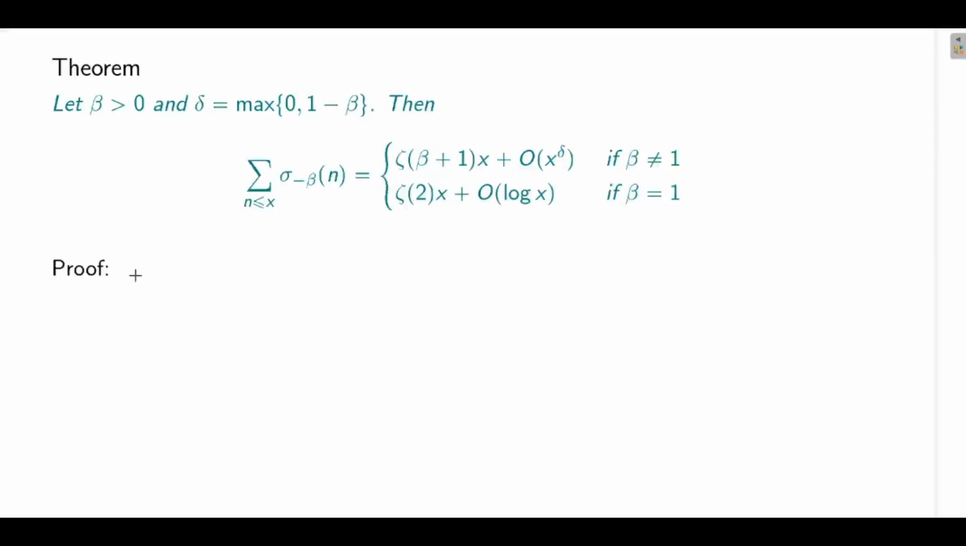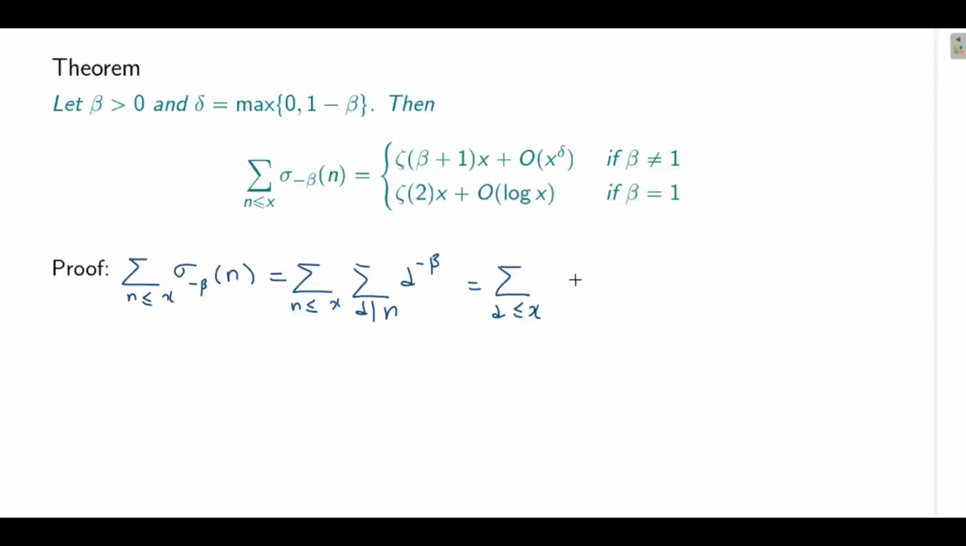So the first thing that you need to observe is that the summation over n less than or equal to x of sigma minus beta of n would be the summation over n less than or equal to x of the summation over d dividing n of d raised to minus beta. This is by the definition of sigma alpha. Okay, this would be the summation over d less than or equal to x, summation over k less than or equal to x by d, of 1 by d raised to beta.